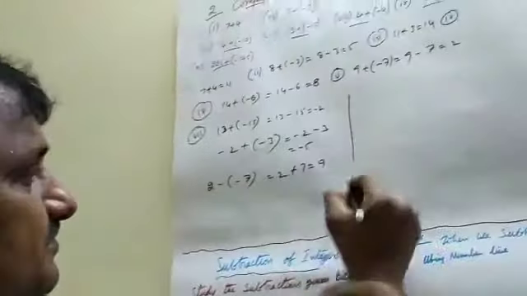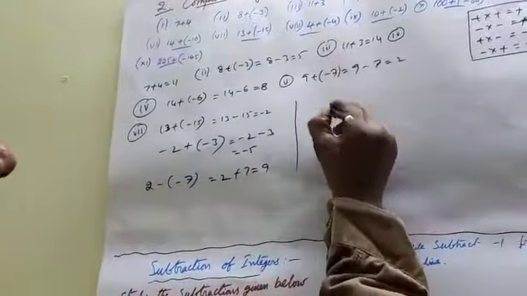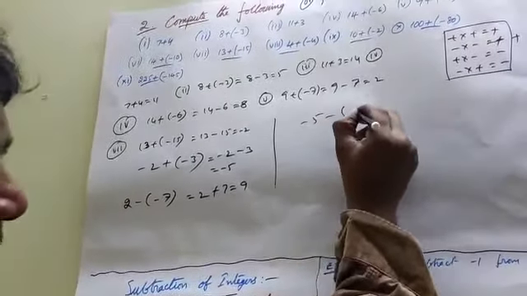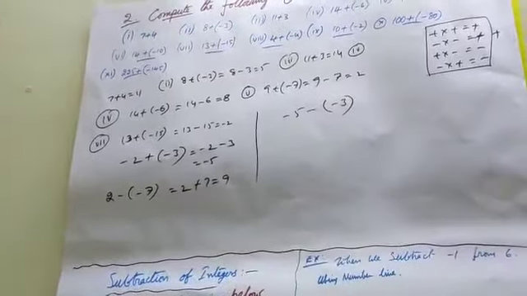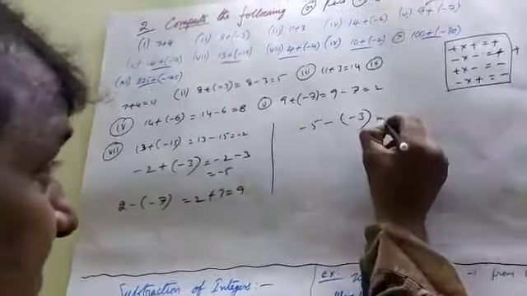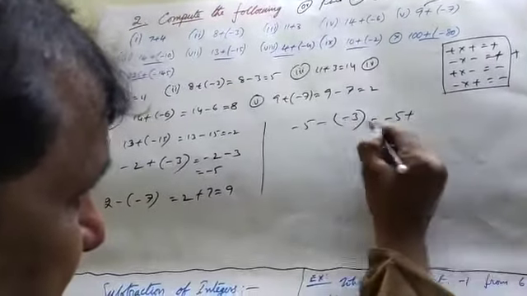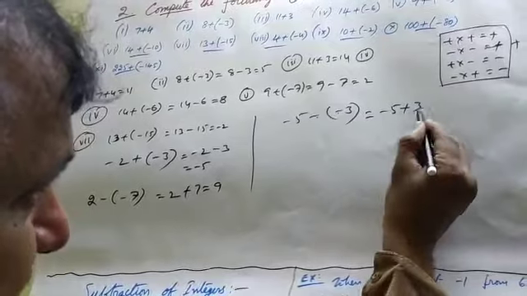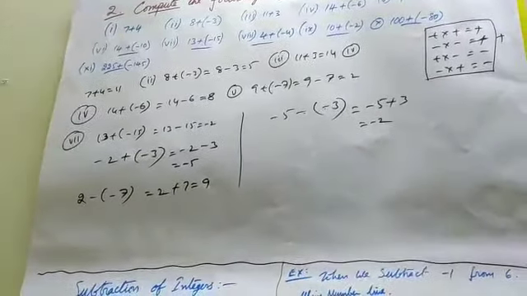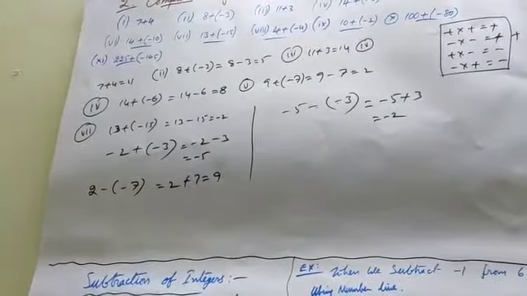Same, one more. Minus 5 minus of minus 3, that is equal to minus 5, right, minus into minus plus 3. Minus 5 plus 3 is equal to minus 2. Same, one more.